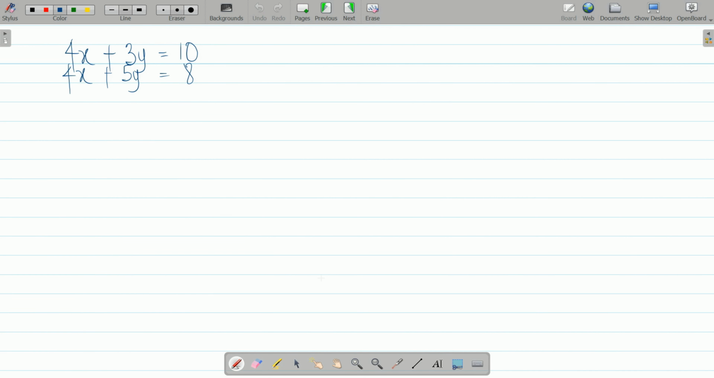For x plus 3y equals 10 and 4x plus 5y equals 8. Since 4x appears in both equation 1 and equation 2, we can rule it out in order to facilitate the solution solving. Methods of elimination are always simple to understand.